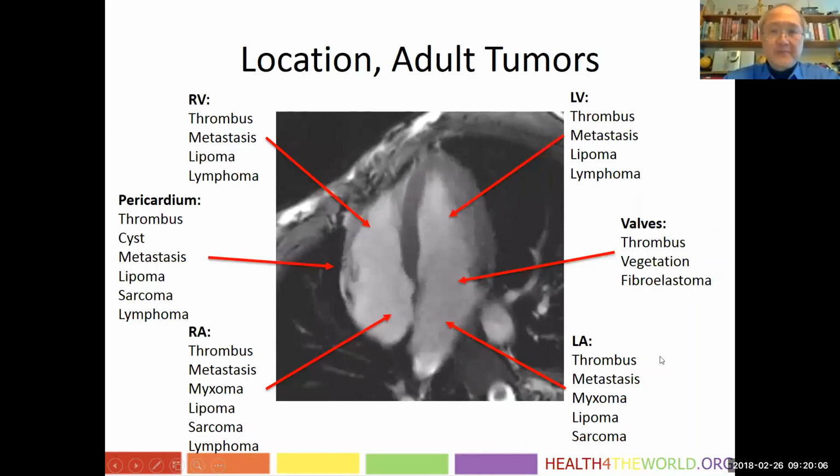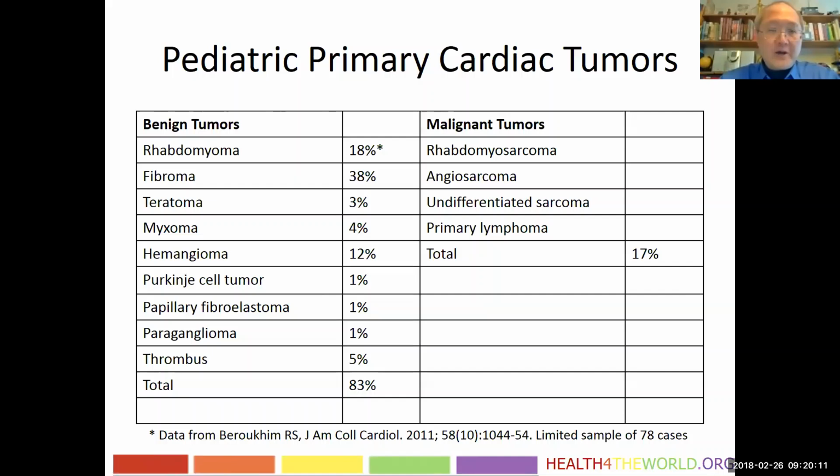Similarly, here's a chart for the pediatric side. The pediatric epidemiology data is less well published. We do know that rhabdomyoma is the most dominant one. I picked out a series that came from a medium-sized clinical study that, based on 78 cases, reported 18% incidence.